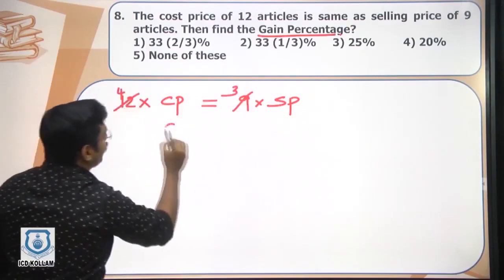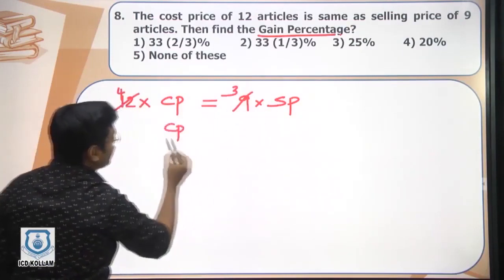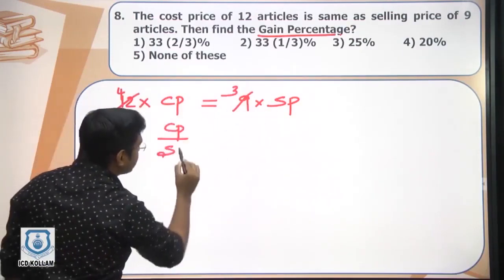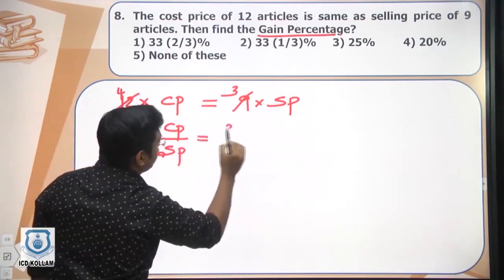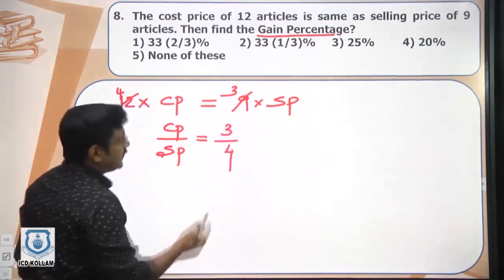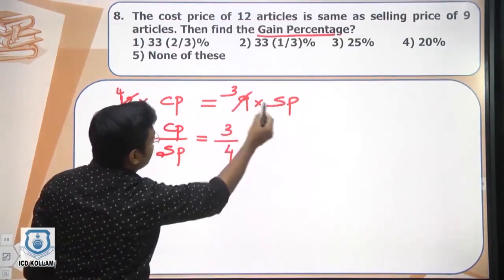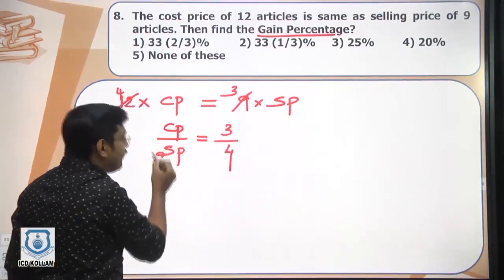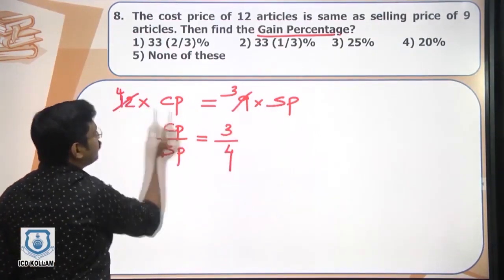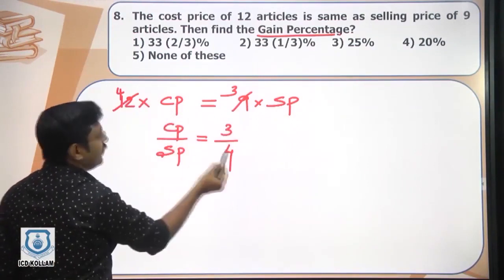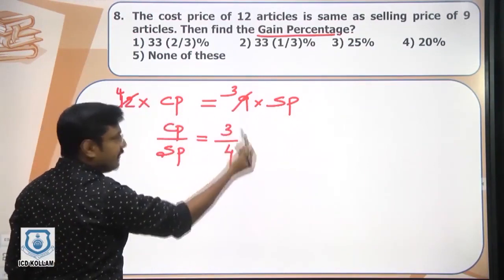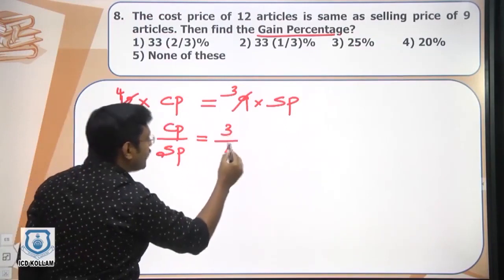As a result of that, cost price, I am taking the selling price to the left hand side, divided by selling price is equal to 3 by 4. The reason is we multiplied SP with 3, so on taking it to the left hand side it becomes divide by. Here also I am taking that 4 to the right hand side, since it is multiplied here, on taking it to the right hand side it becomes divide by. So we got cost price by selling price.